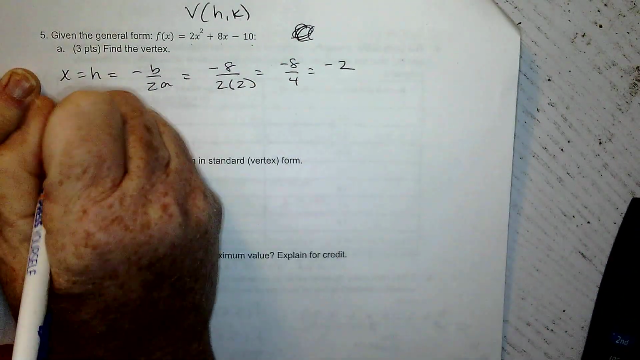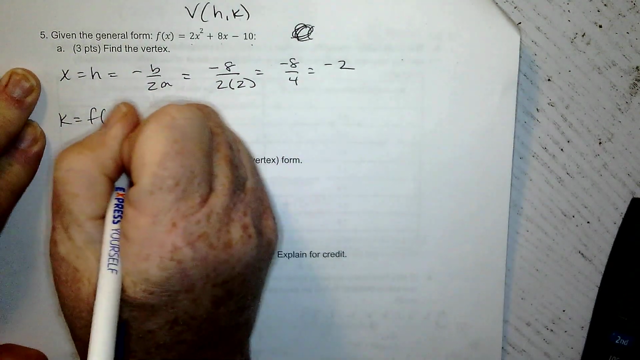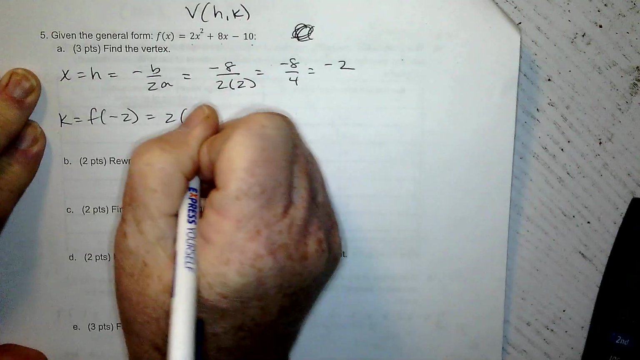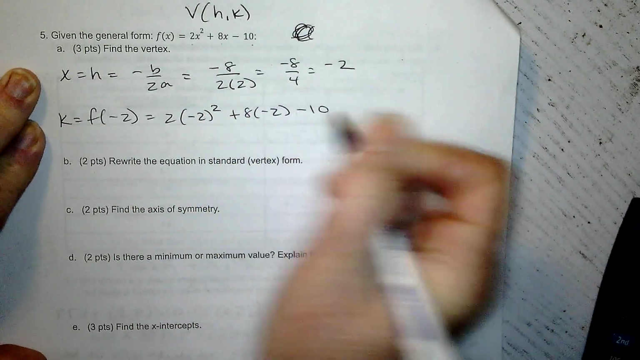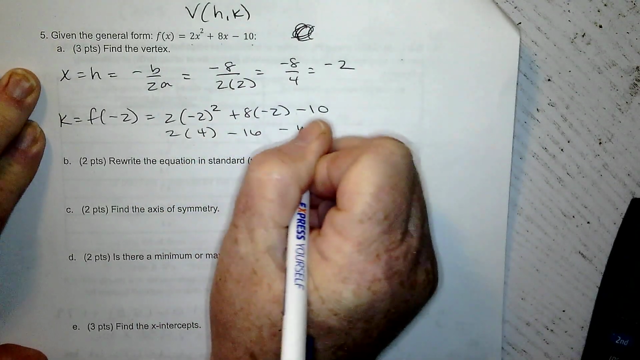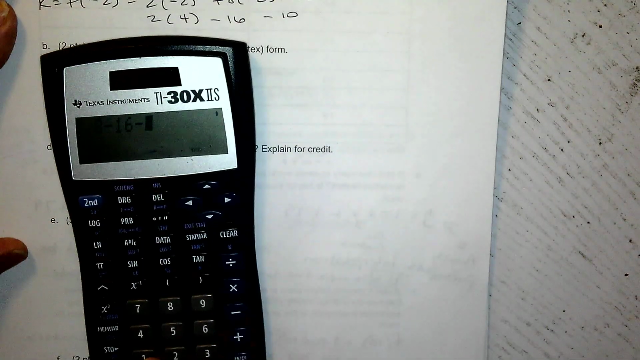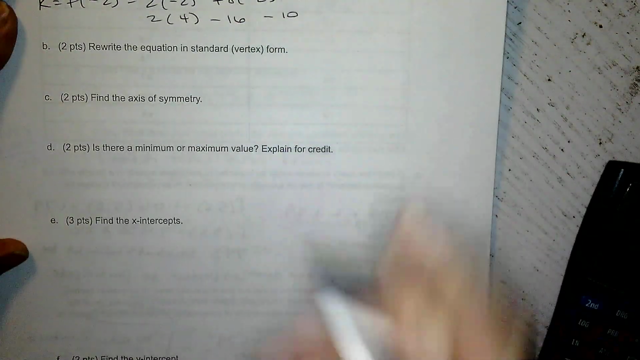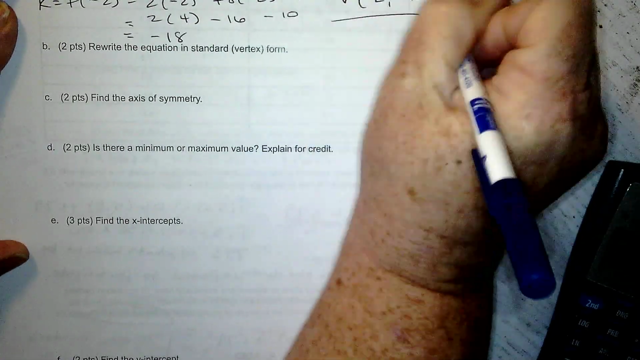Now we can find our k. k is f of negative 2. 2 times negative 2 squared plus 8 times negative 2 minus 10. This is 2 times 4 minus 16 minus 10. So 8 minus 16 minus 10 is negative 18. So our vertex was negative 2, negative 18.